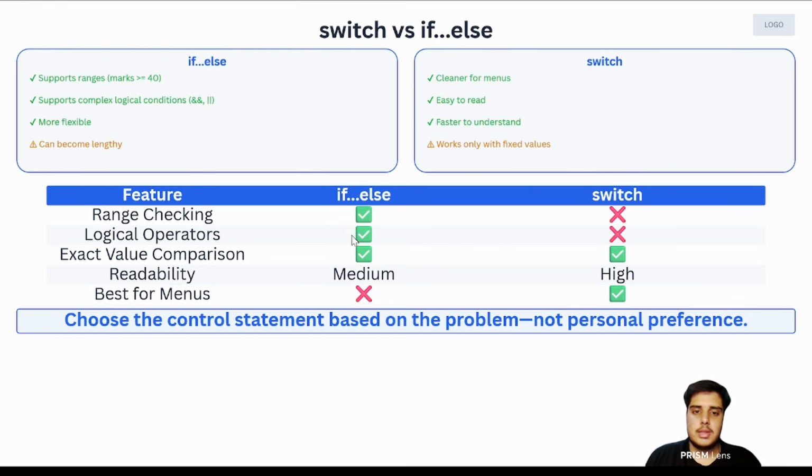So these are all the features and how if else and switch work. Range checking, if else does, but switch can't. Logical operators, if else does, but switch can't. Exact value comparison, both do that. Readability for if else is medium, but for switch is very high. For menus, switch is always the best. Choose the control statement based on the problem, not personal preference. You should see the problem and choose that.